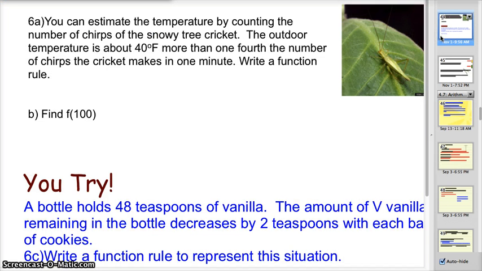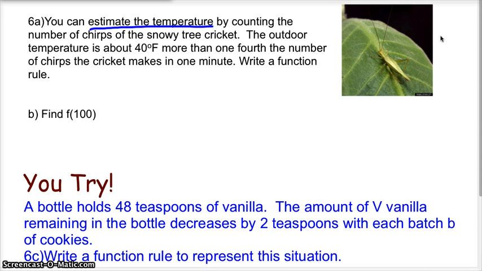Problem 6a. You can estimate the temperature by counting the number of chirps of the snowy tree cricket. The outdoor temperature is about 40 degrees more than 1/4 the number of chirps the cricket makes in 1 minute. Write a function rule. In order to write a function rule, we first need to start with the input and the output. This problem is asking you to estimate the temperature.